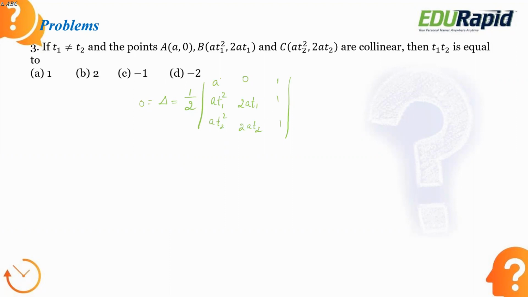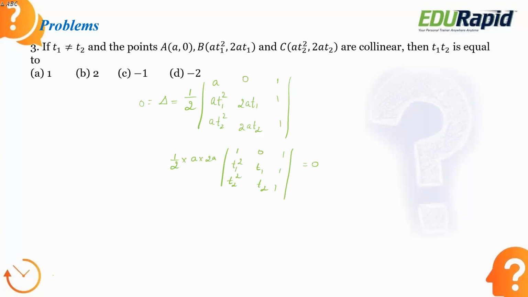So here when I apply any operation, I can take out A from the first row, first column, and 2A from the second column as common, right? If I remove them, I can write half into A into 2A, and then the determinant with rows 1, T1 square, T2 square; 0, T1, T2; 1, 1, 1. This is what we get, and that is equal to 0. So if I take out all this, it will become 0. So what am I left with? Only this determinant. How do I solve it?